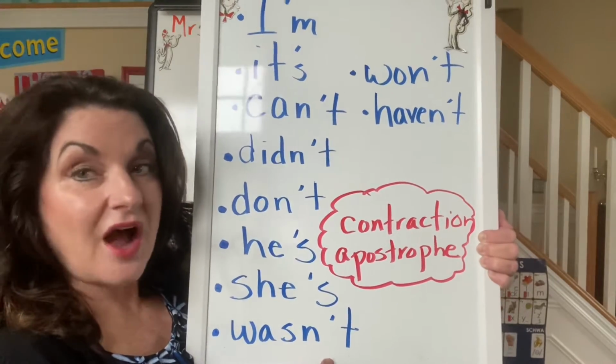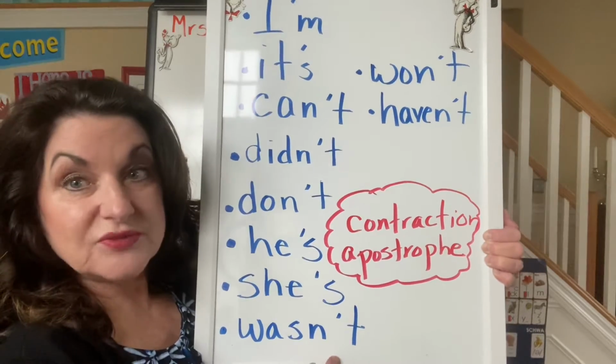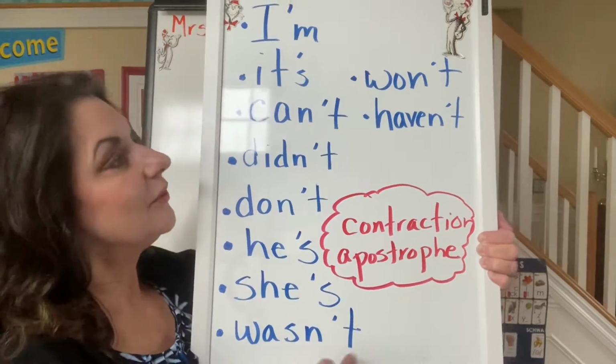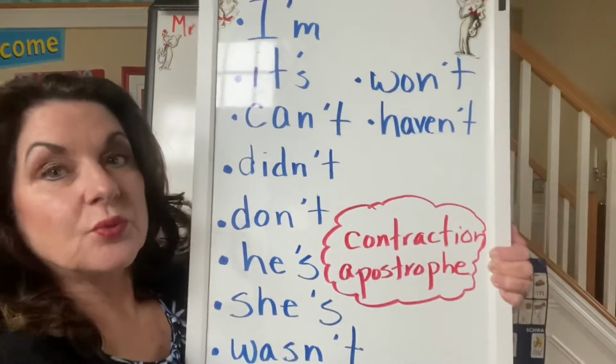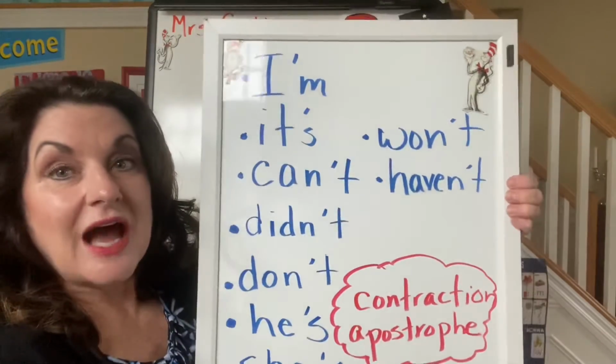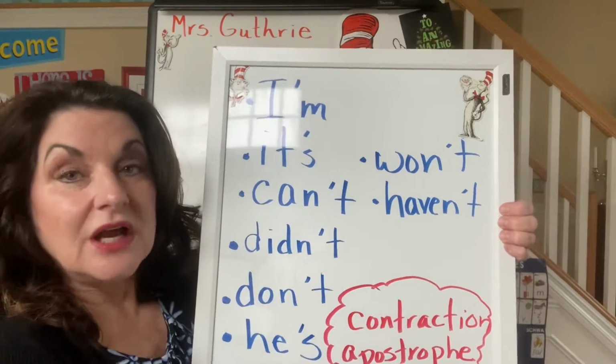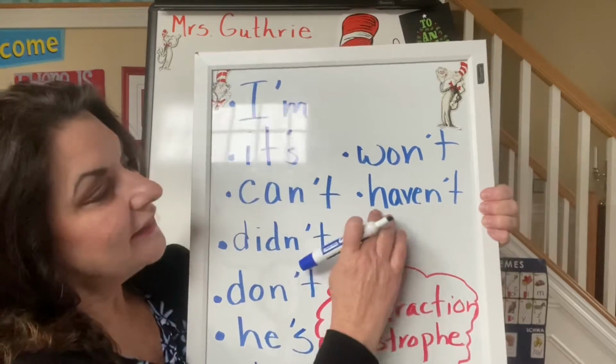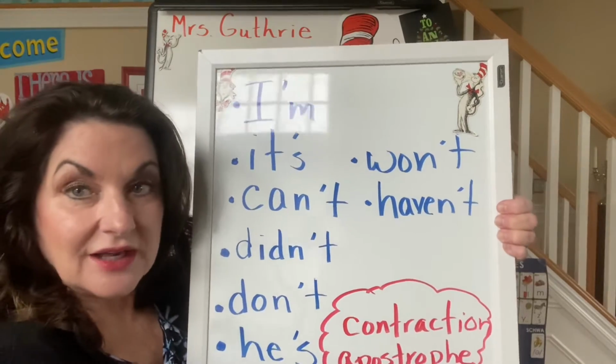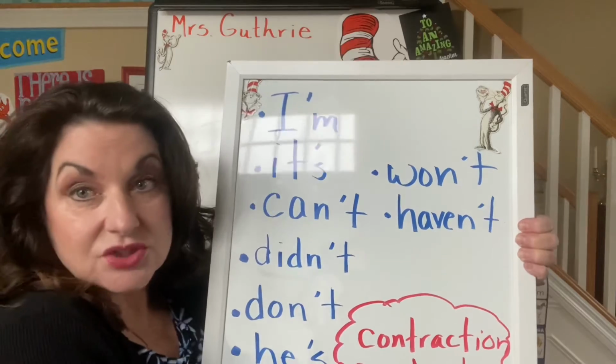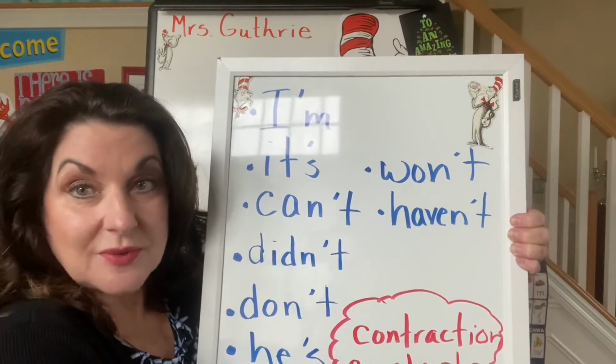Wasn't is for was not. I was not able to see that movie. I wasn't able. Won't is will not. I will not be able to. I won't be able to. And then haven't is have not. I have not finished my work. I haven't finished my work.